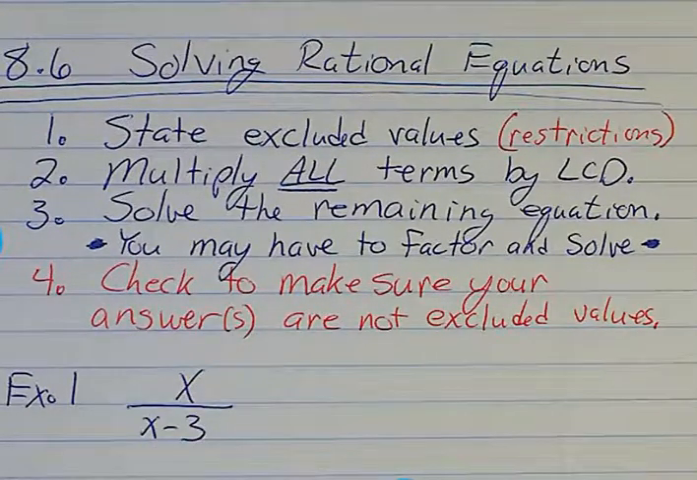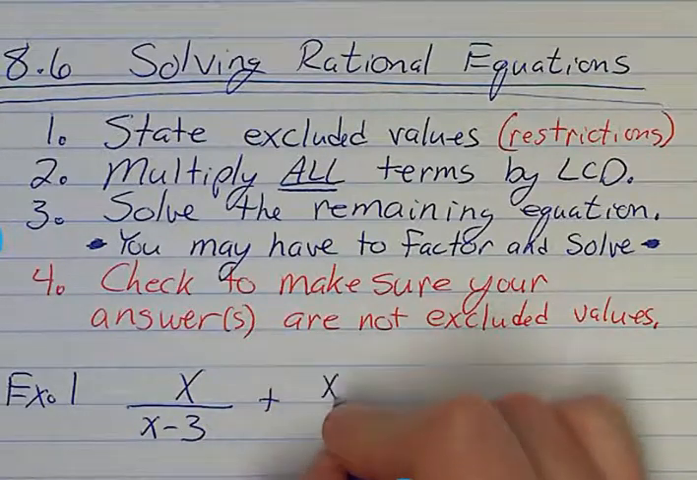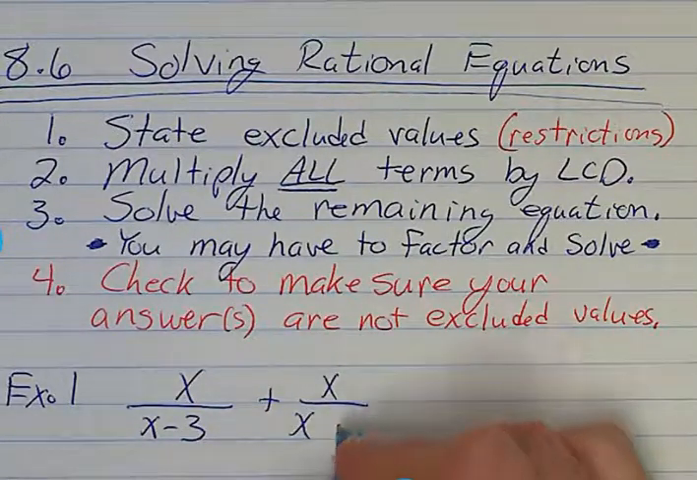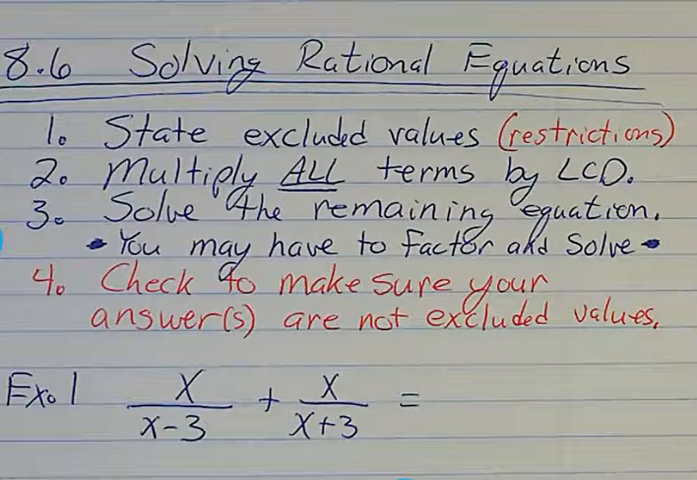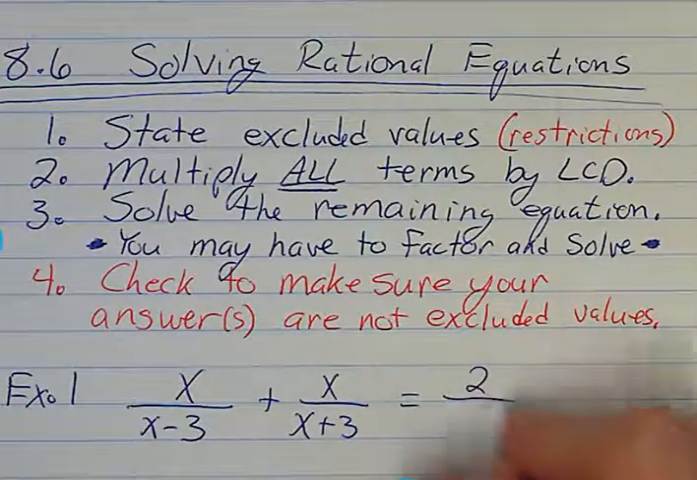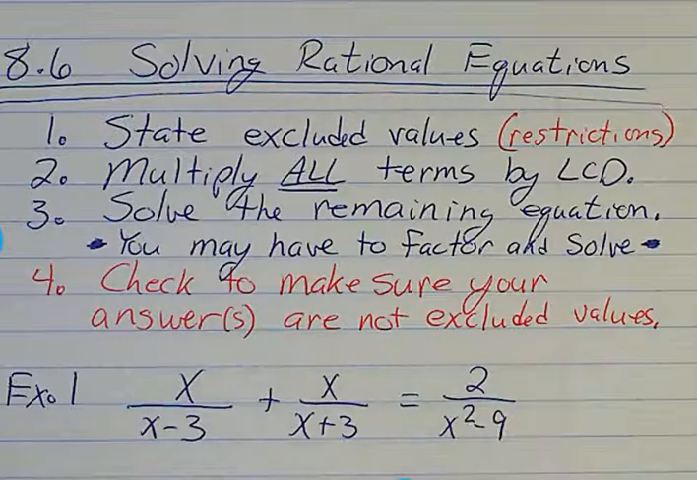Let's go with x over x minus 3 plus x over x plus 3. And let's say that equals 2 over x squared minus 9.